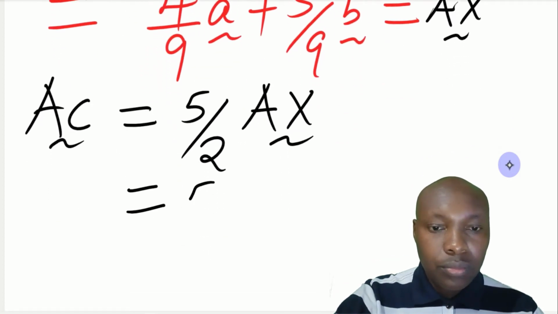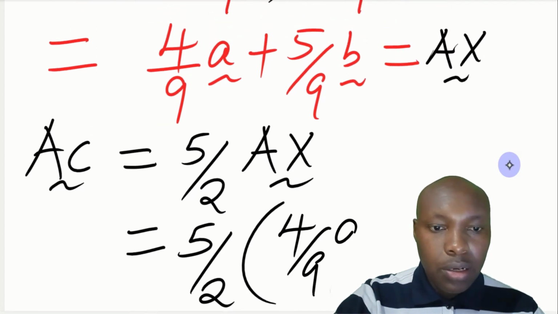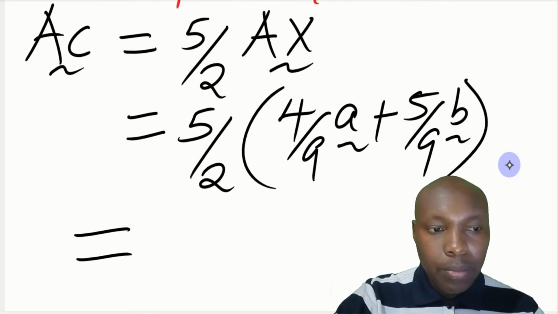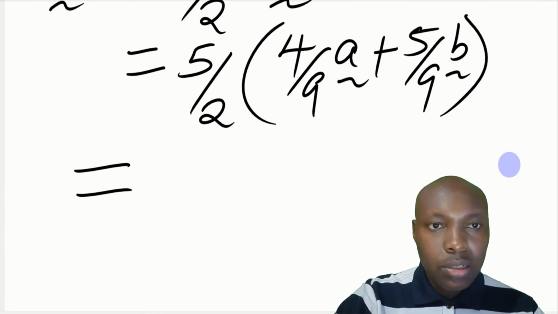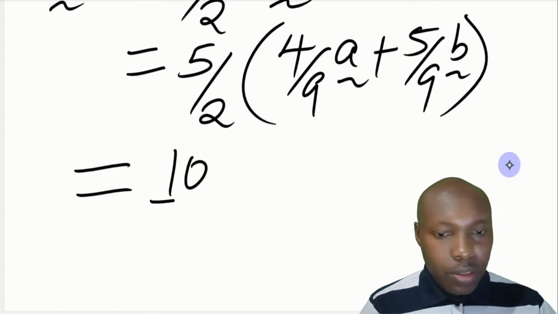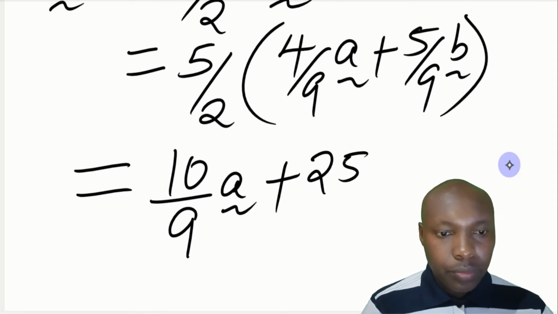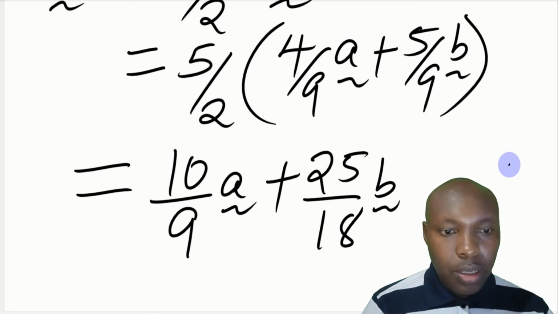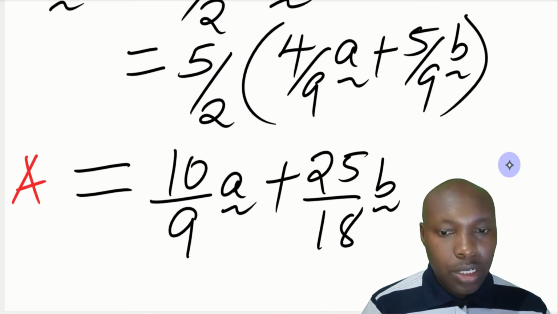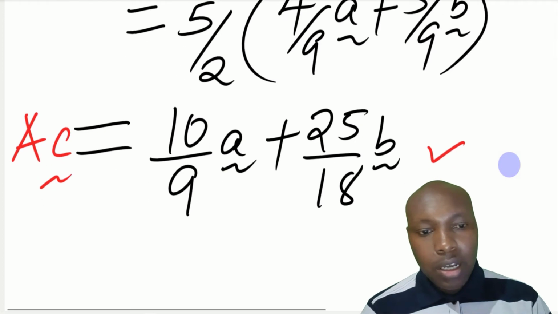So AC is 5 over 2 times AX, and we have already obtained AX, so we just need to insert that: 4 over 9 a plus 5 over 9 b. Then we open the brackets by multiplying everything by 5 over 2. This gives 10 over 9 a plus 25 over 18 b. So that is AC, and that is the first part of the question.